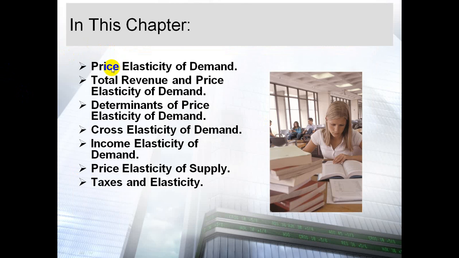So in this chapter we will talk about price elasticity of demand and cross elasticity of demand, income elasticity of demand, price elasticity of supply, and we will also talk about total revenue and the relationship between total revenue and price elasticity of demand and the determinants of price elasticity of demand. In general, this chapter will contain 4 types of elasticity. The first type, price elasticity of demand. The second one, cross elasticity of demand, income elasticity of demand, and finally price elasticity of supply. So they are 4 types of elasticity.